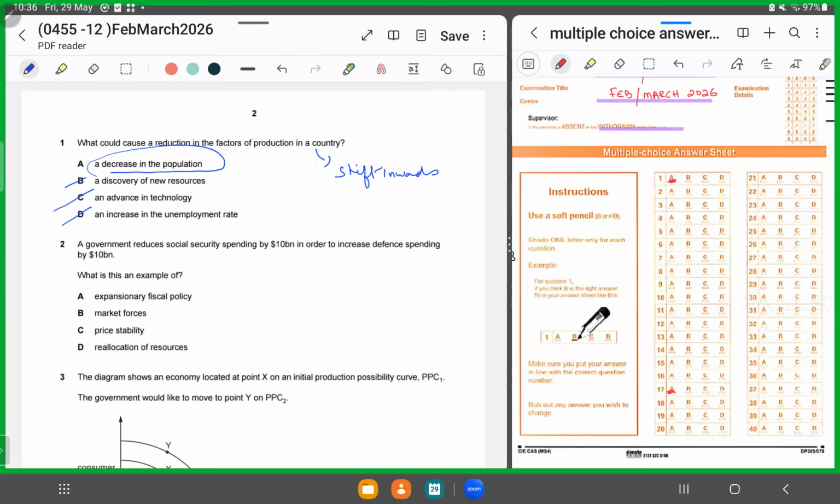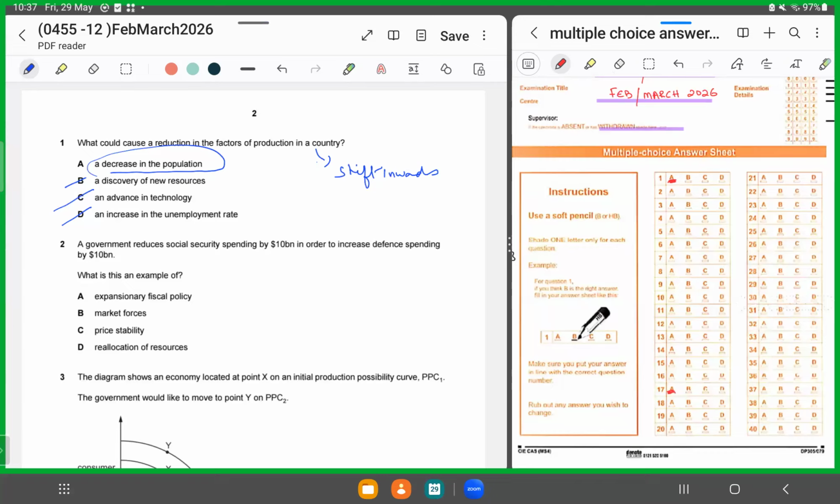MCQ number 2 says a government reduces social security spending by $10 billion in order to increase defense spending by $10 billion. So now what is the government doing? It is reallocating its spending. It's shifting its spending from social security to defense spending. So what is this an example of?